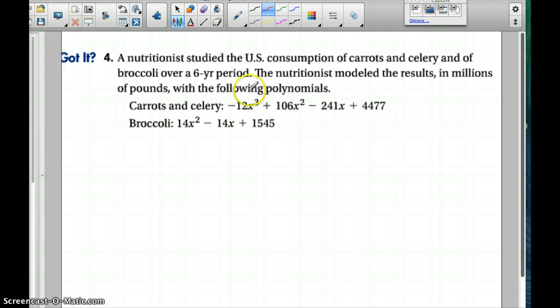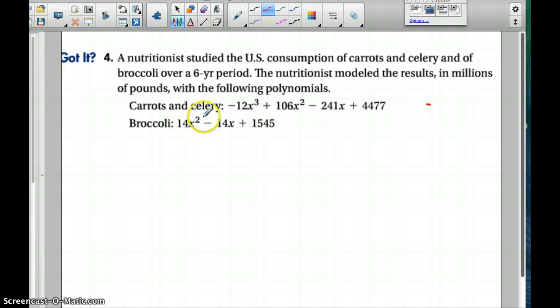Let's try it. Here's another word problem. A nutritionist studied the U.S. consumption of carrots and celery and of broccoli over a 6-year period. The nutritionist modeled the results in millions of pounds with the following polynomial. Carrots and celery is expressed by negative 12x to the third power plus 106x squared minus 241x plus 4,477. This is a cubic polynomial.